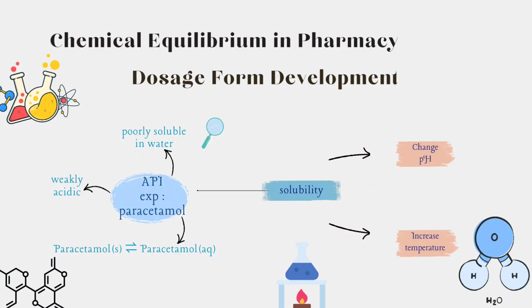So now we know what is the equilibrium constant and Le Chatelier's principle. But how can these concepts be applied in pharmacy? One of the ways is in dosage form development. So let's take a look at a simple drug which is paracetamol. Paracetamol comes in different types of dosage form.